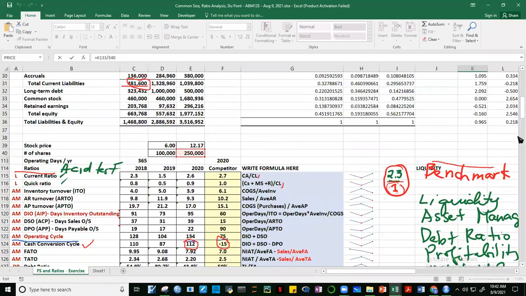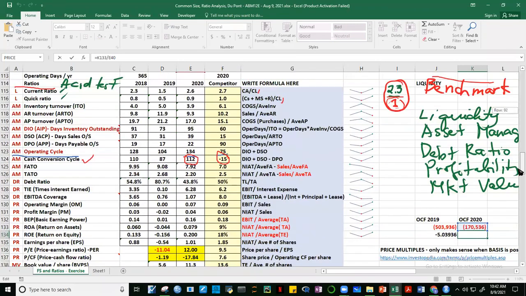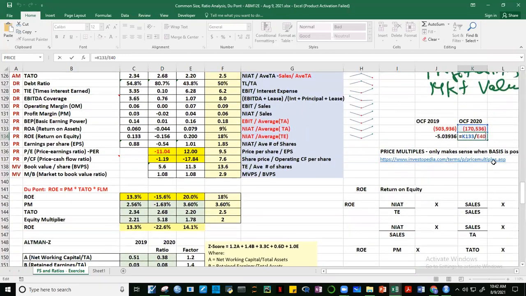So I'm getting the operating cash flow per share, with 250,000 shares. It comes out negative 0.68. So this is negative, so it does not make sense. But anyway, I just place it here for your reference.